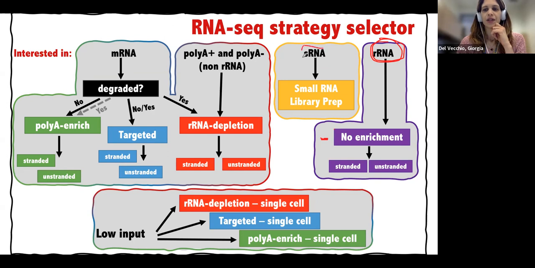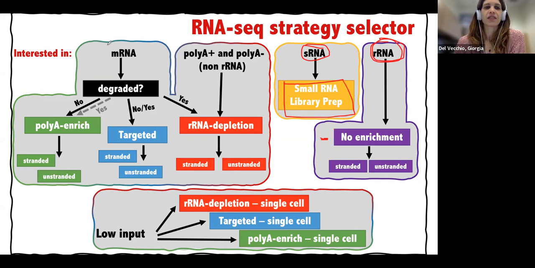Let's say that you are interested in small RNA. As we just discussed, the small RNA library prep is your only option because you have to size select for a specific length. So you can only proceed with the small RNA library prep, no choice, okay?